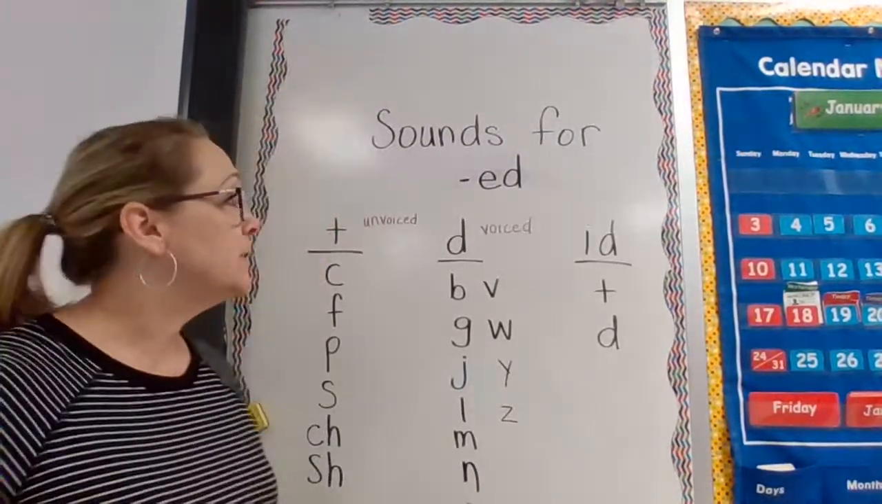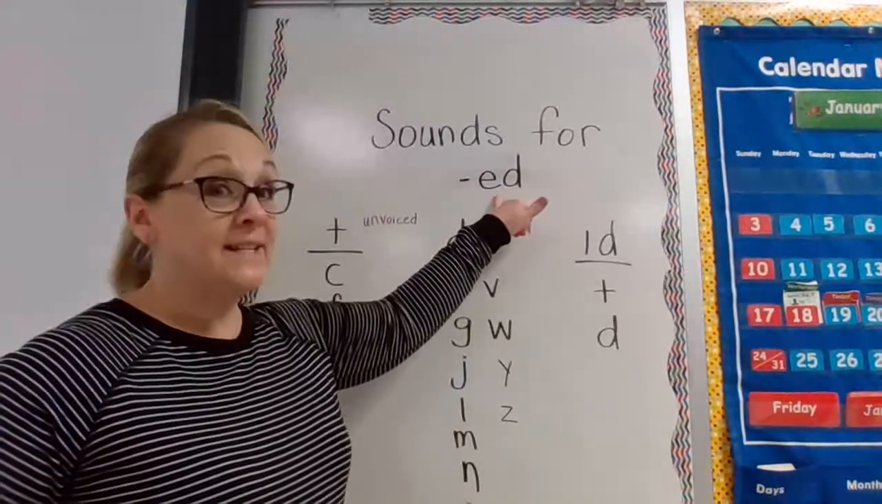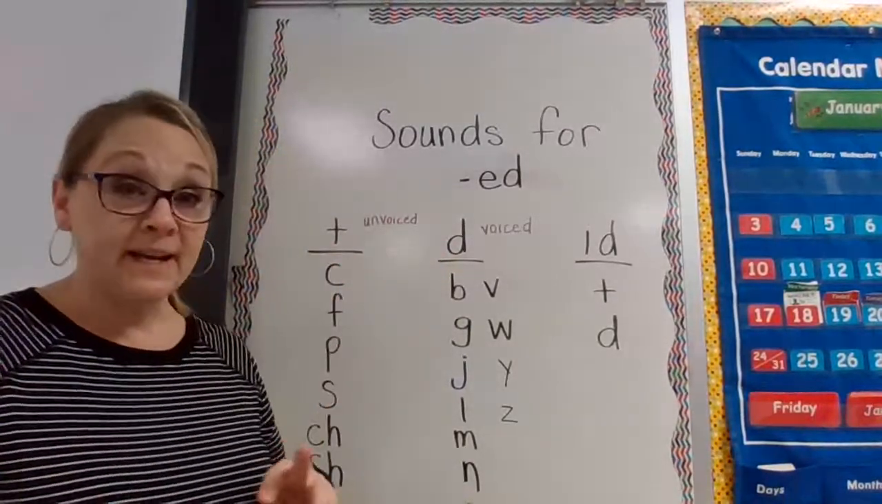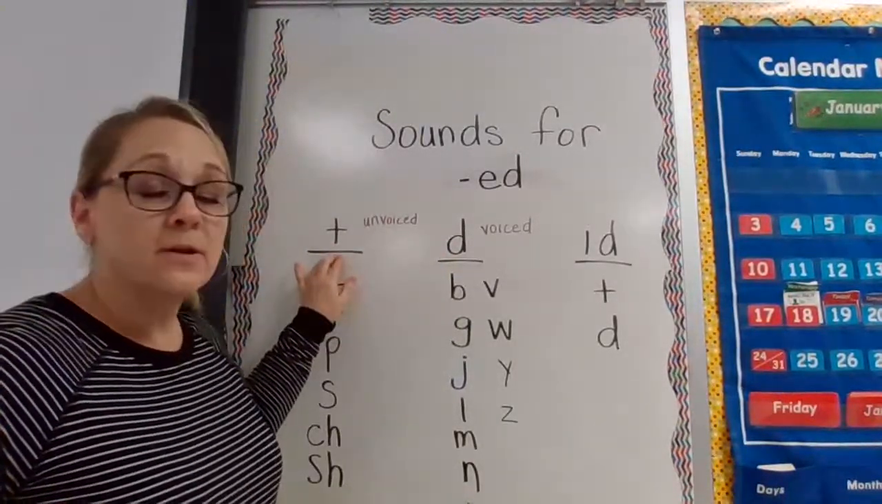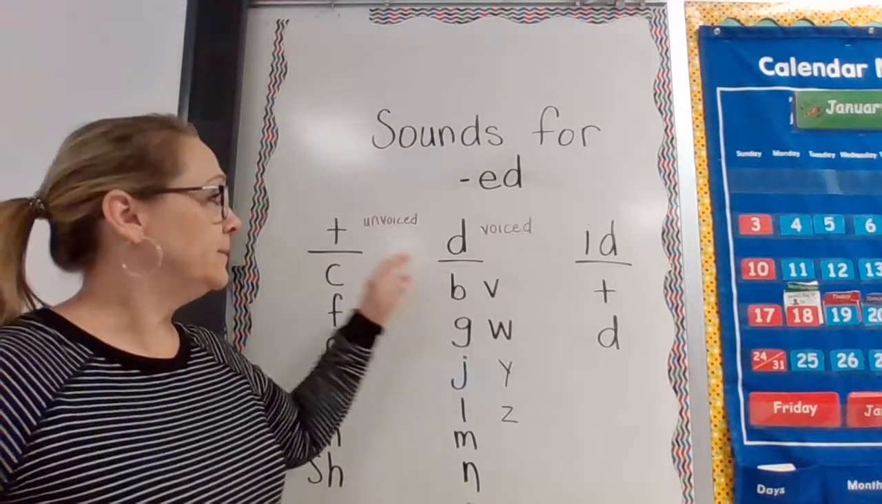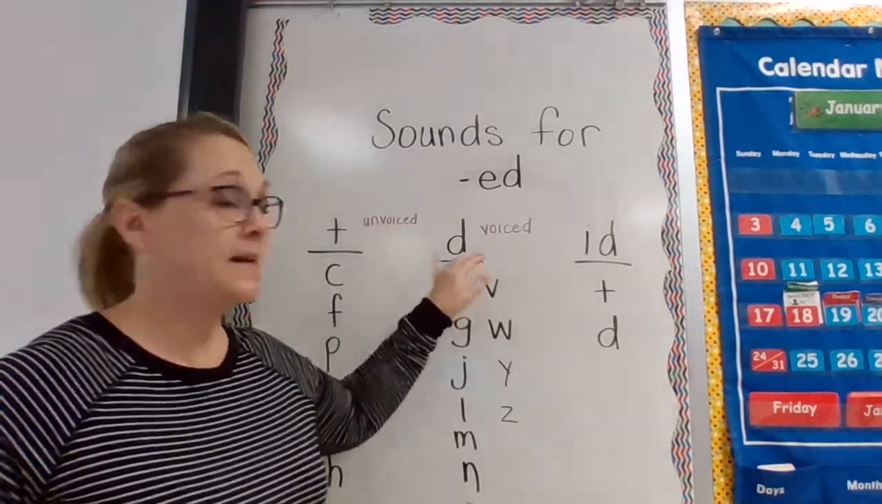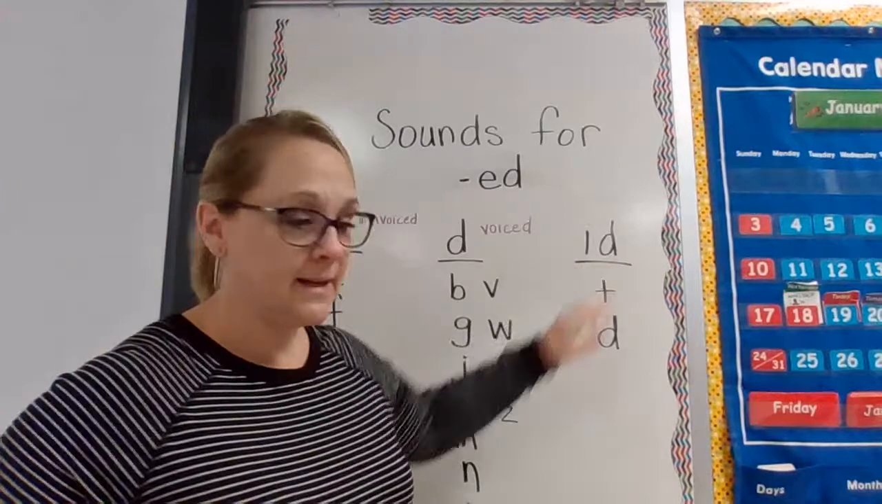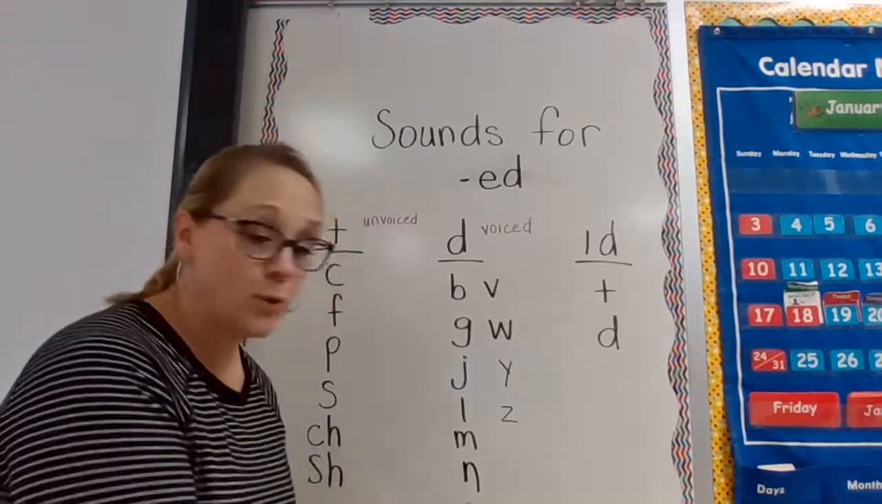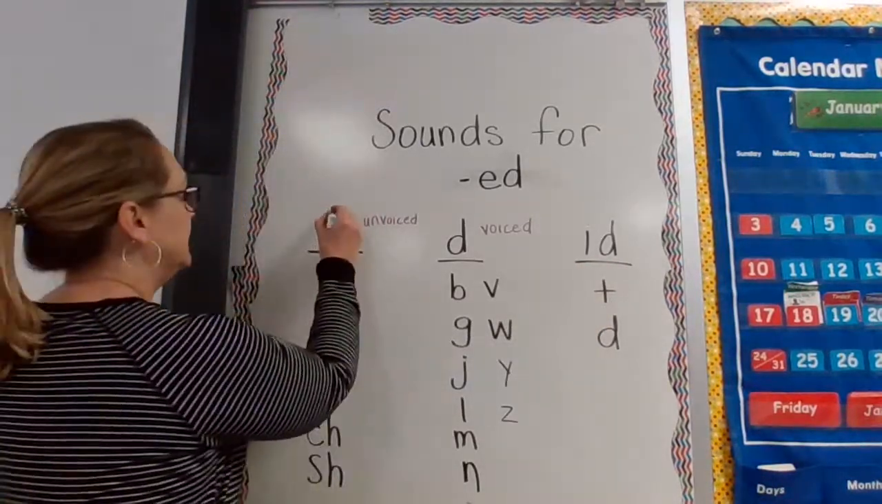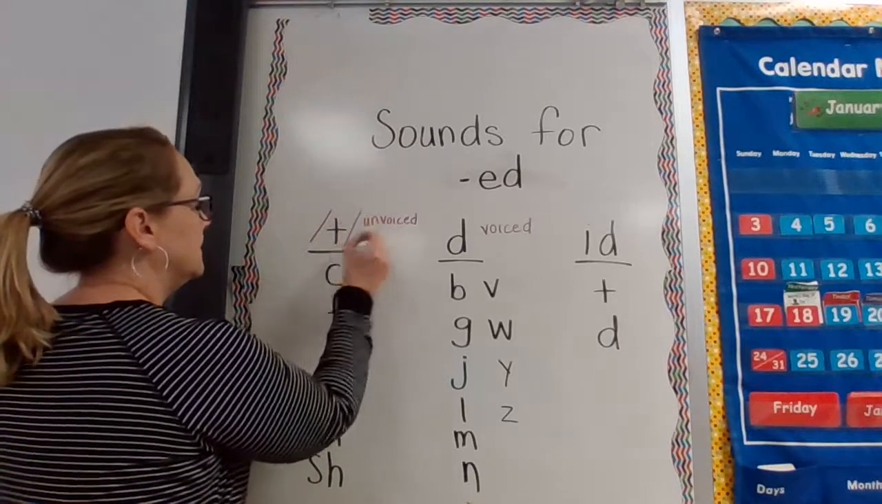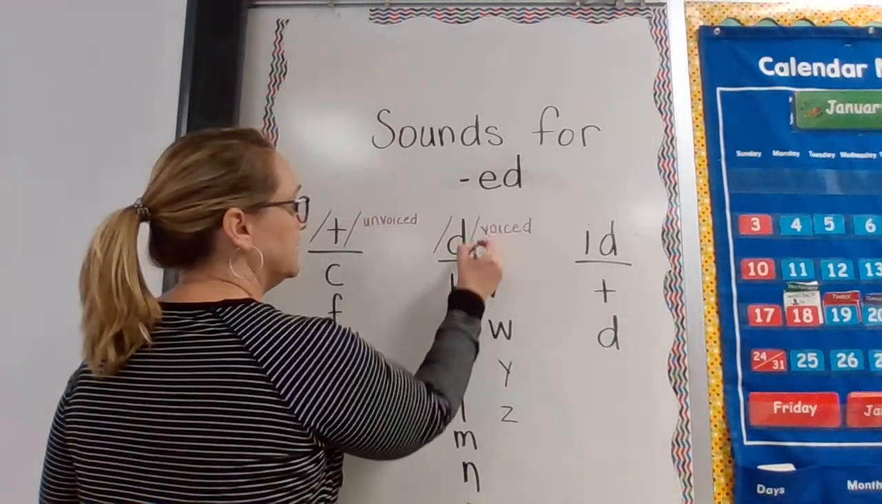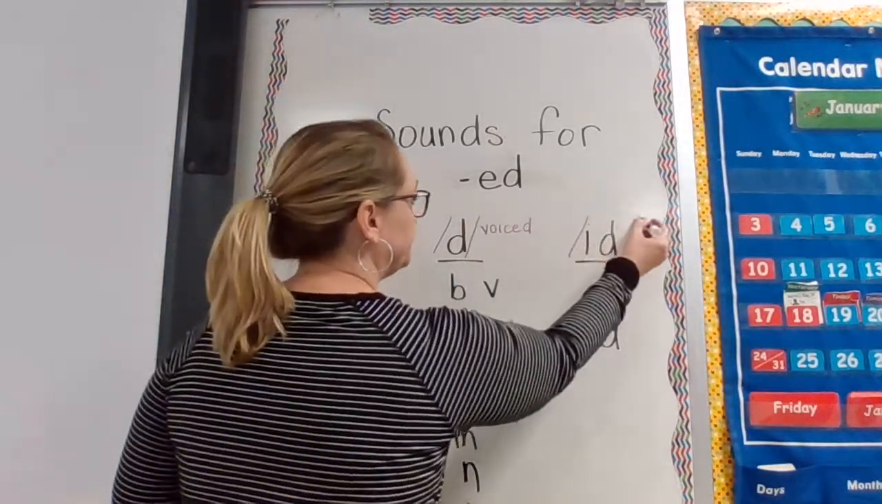So, sounds for ED, inflected ending ED. There are three sounds. You will either hear the t sound, the d sound, or the id sound. I'm going to add little sound lines around these words.